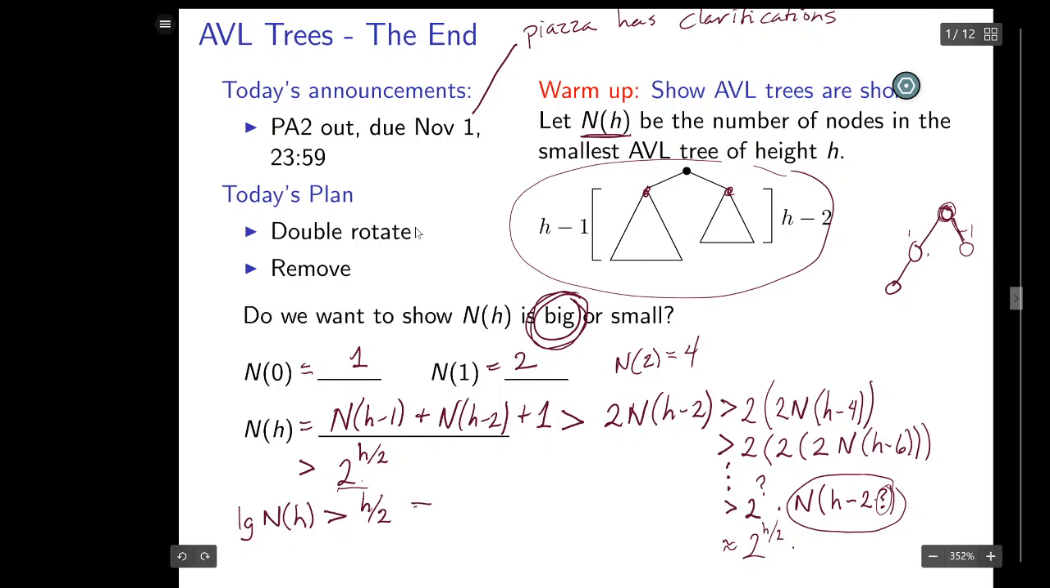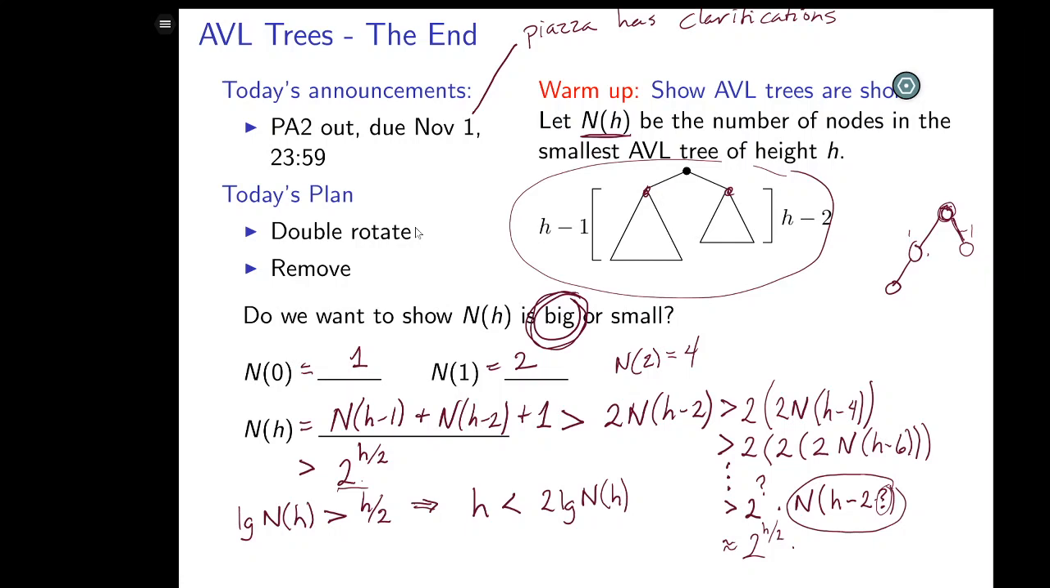And that means that h is less than 2 times log of n of h. Right? And that's actually making me a little happy, because I really did want to show that h was small, that the height of an AVL tree is short. I wanted to show that it was short as a function of n, the number of nodes, and I've got this n of h over there. So if I give you an AVL tree with n nodes in it, and it has height h, what can you tell me about h?